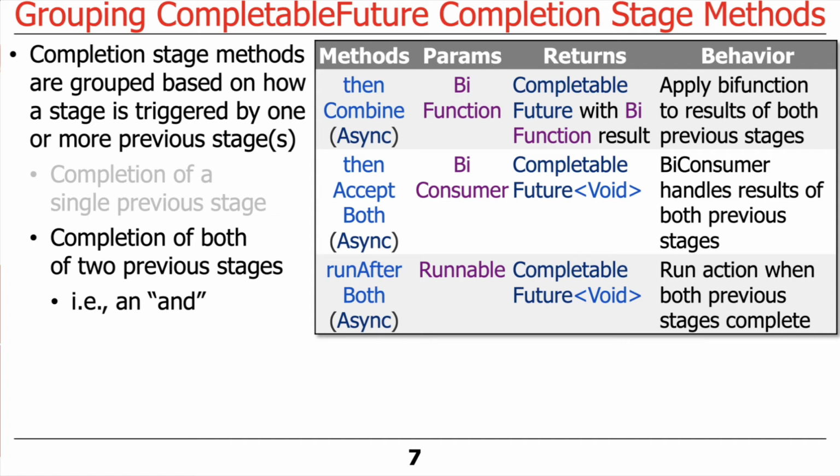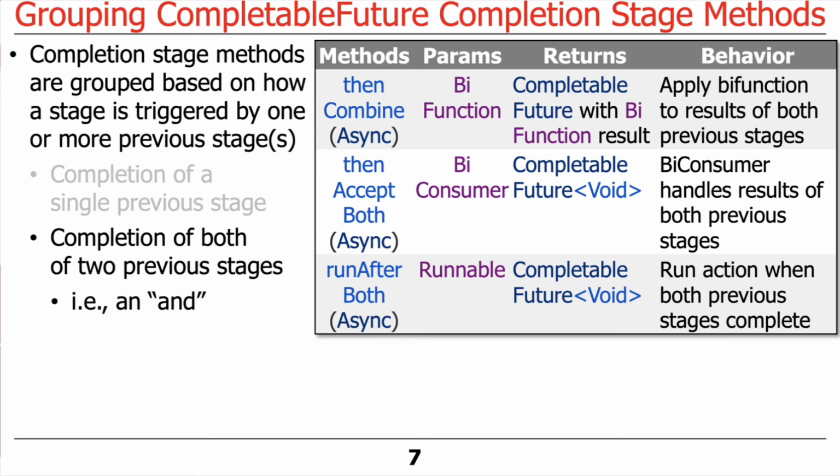So then combine takes something called a by function. And what that does is when both of the previous stages complete, then the by function is called. And a by function takes two inputs. That's what the by means. And it returns a result. So it'll apply the by function to the results of both of the previous stages and return a completable future to that. There's also then accept both, which takes a by consumer as opposed to a by function. And once again, it'll do the processing, but it does not return a value, unlike then combine. It just basically calls this side effect action.